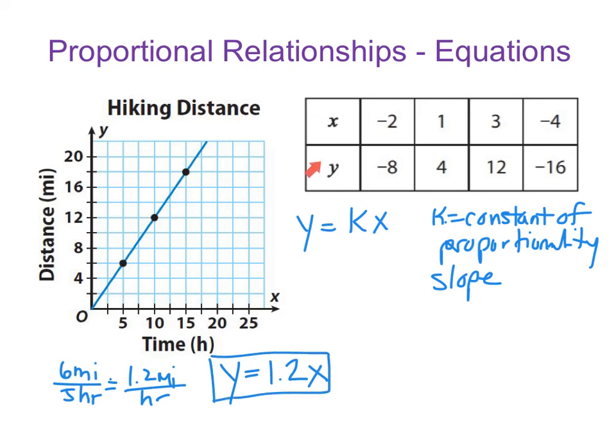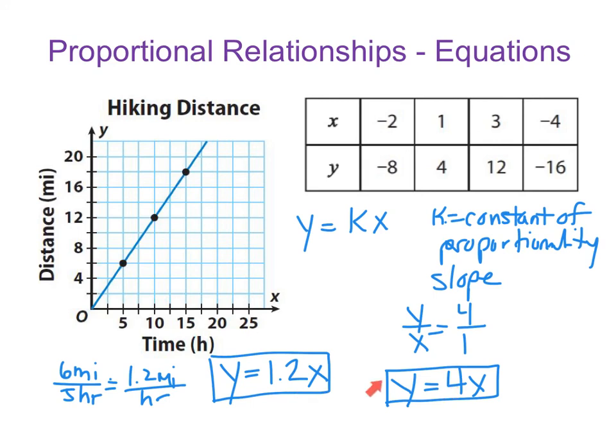Now what about in the table? Well, in the table we previously found that the ratio of y to x was 4/1. So the equation would be y is equal to 4x. So whatever value x is, y would be 4 times that. These two are the equations for each of these representations, so then you can use it to find any value of y given the x.